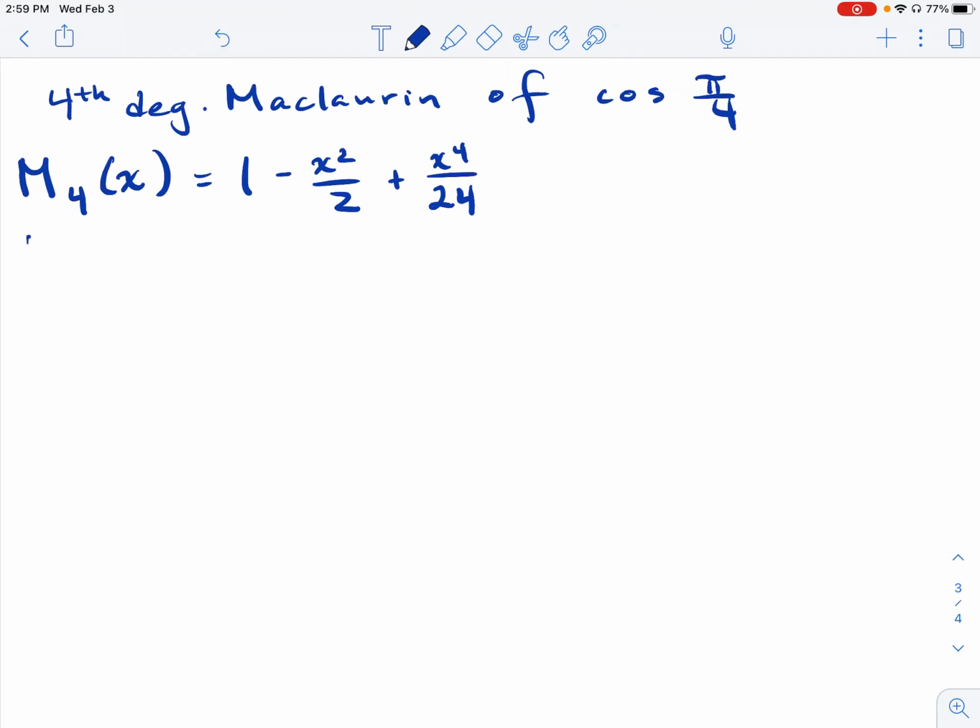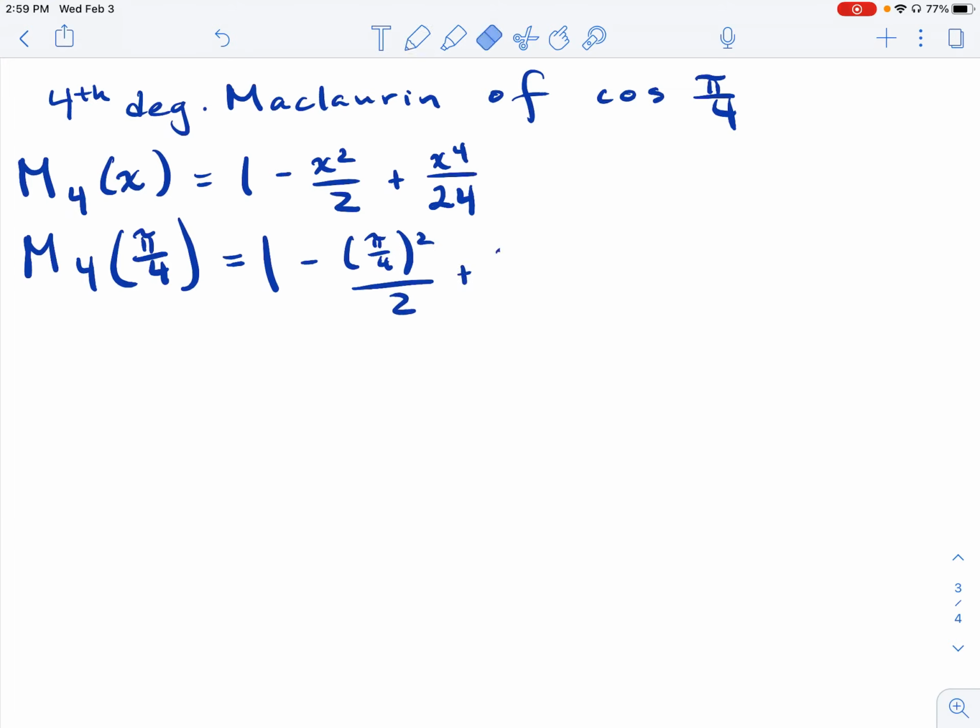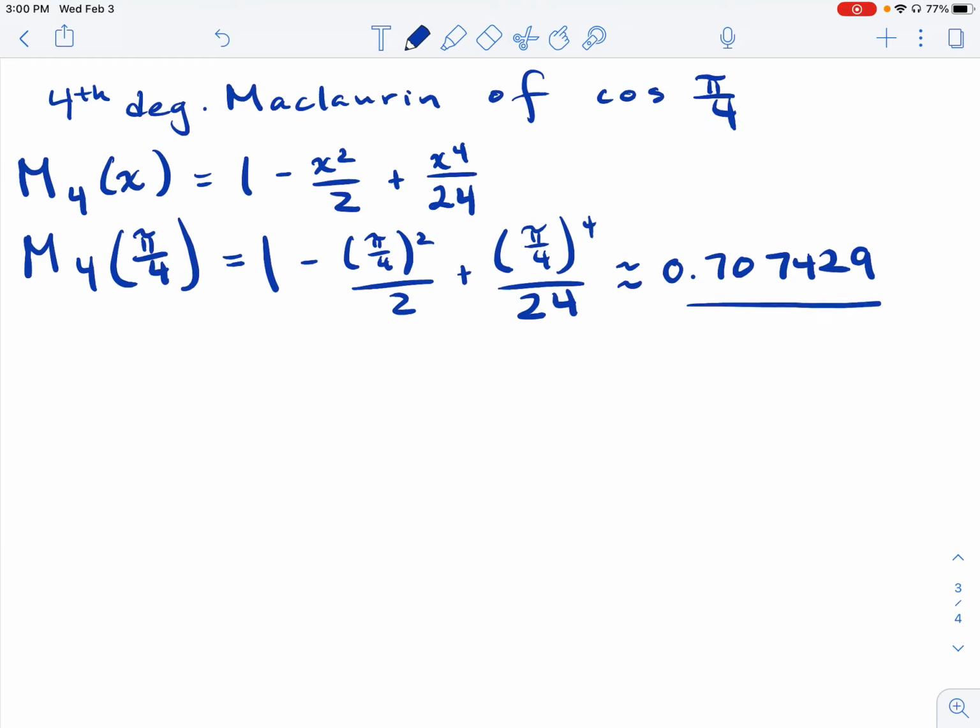Now let's evaluate this 4th degree Maclaurin polynomial at pi over 4. So all that means is I'm going to plug in pi over 4 for x. This is over 2 plus x, this is pi over 4 to the 4th power, all of this over 24. And if you have your calculator, pause the video right now and go ahead and calculate this on your own. But you should get approximately 0.707429. So what we're saying here is that this 4th degree Maclaurin polynomial gives us an approximation for what the cosine of pi over 4 actually is, or what we think it is. We're saying it should be approximately this value.